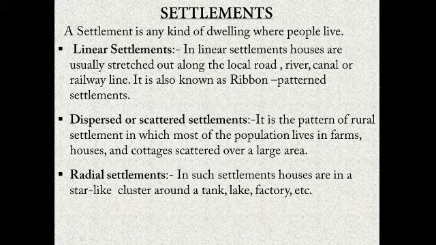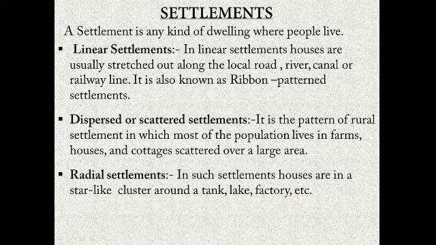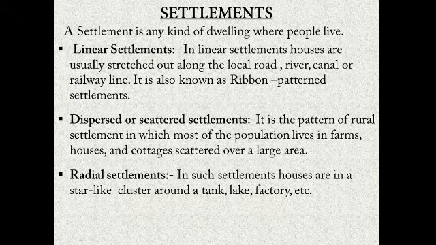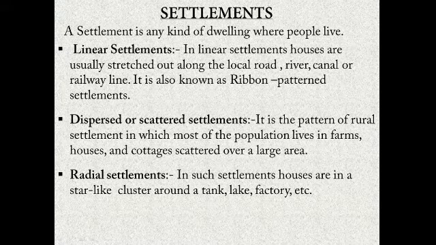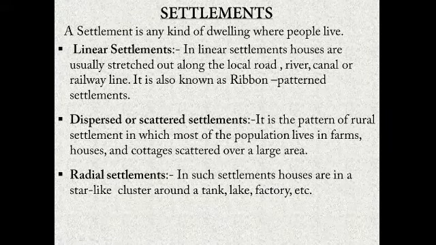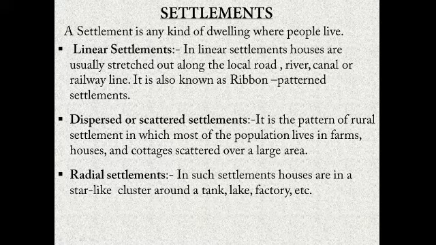Then the first one is linear settlement. In linear settlements, houses are usually stretched out along a local road, river, canal or railway line. It is also known as a ribbon pattern settlement. If you see that, it looks just like a ribbon pattern, because on both sides of the metal road you can see settlements. That type is known as linear settlements.